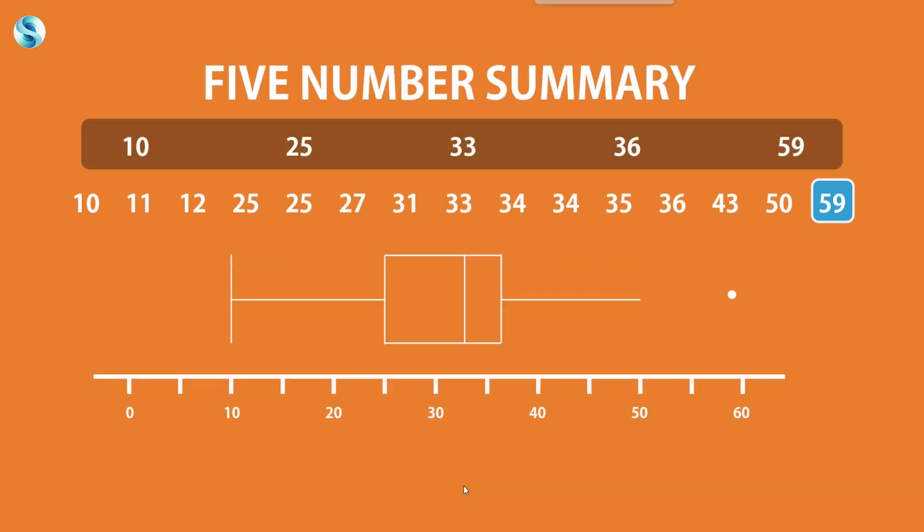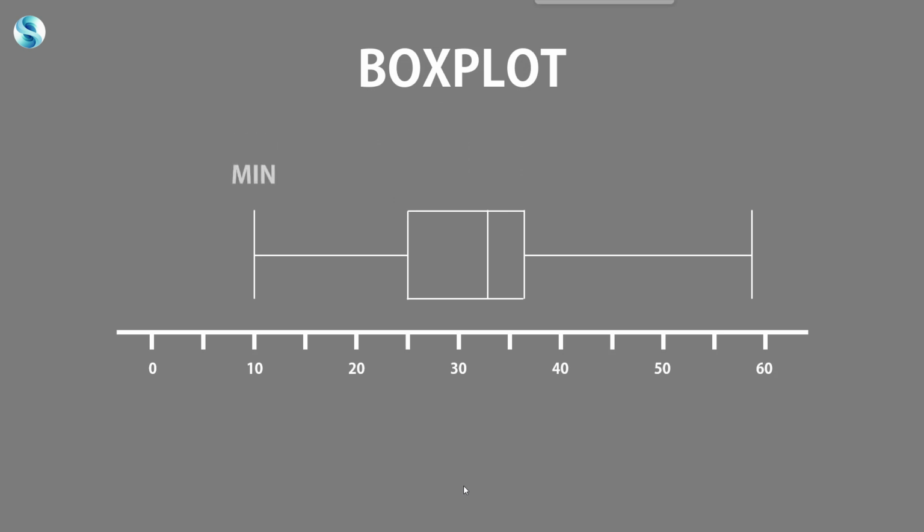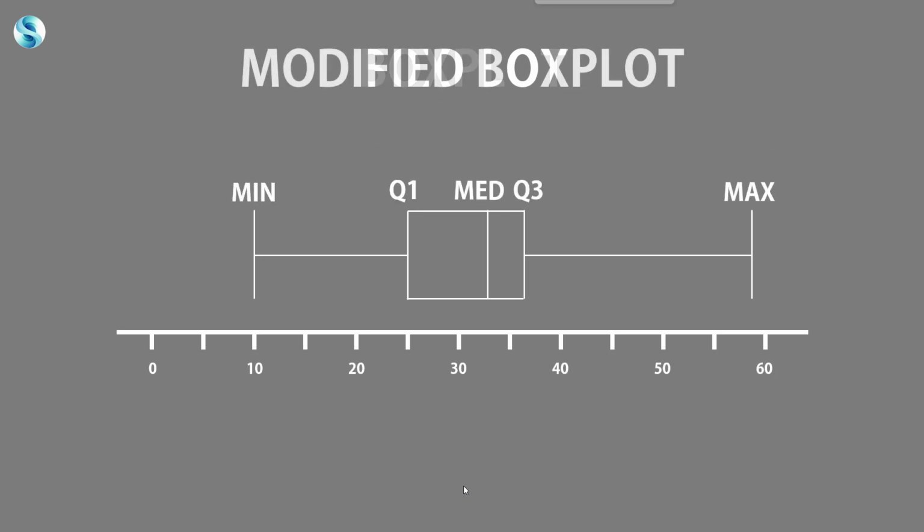And so, when we make a modified boxplot, we write the outlier as a dot, and the whisker will only extend to the new maximum. In this case, it is 15. So to quickly recap, a regular boxplot is drawn using the 5-number summary. And a modified boxplot also uses the 5-number summary, but it accounts for outliers. And if there are outliers, a whisker or both whiskers will extend only to the new minimum or maximum.